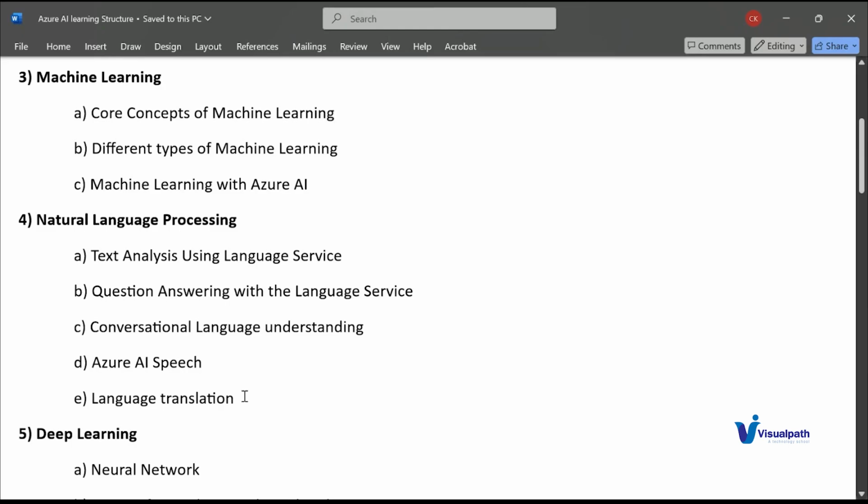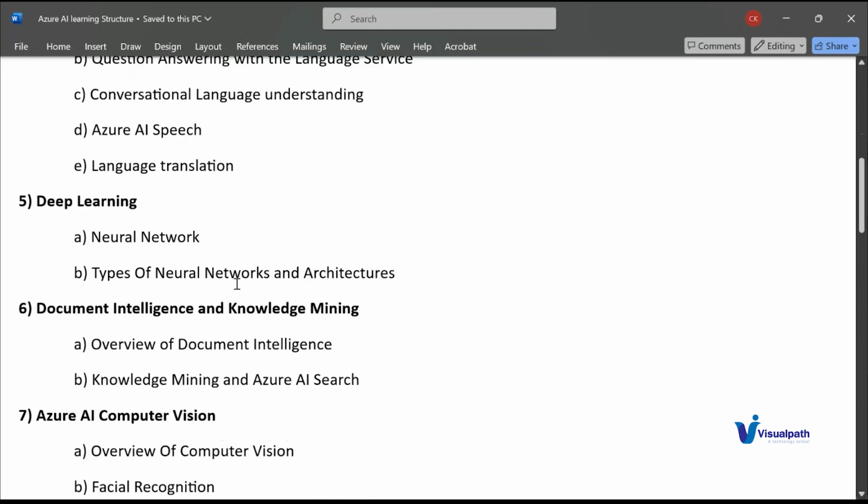For these different tasks: AI Speech is about converting speech to text and text to speech. For the system to understand the text we provide, we have conversational language understanding. To build any question answering system, we can also do that using the Language service of Azure, and we can perform text analysis using this Language service as well. Initially we learn the basics of natural language processing, the different pre-processing steps and post-processing steps involved. Later on we'll jump into the services provided by Azure.